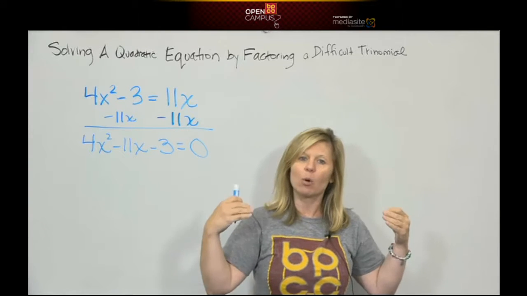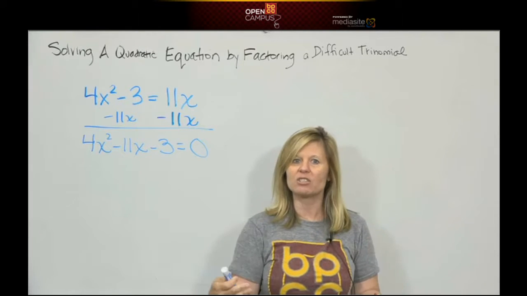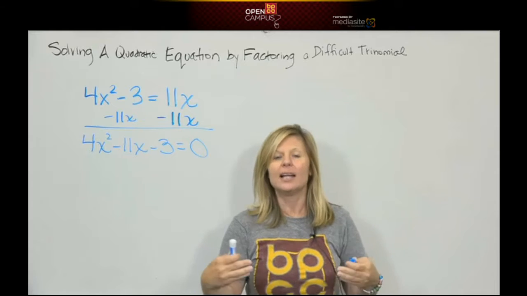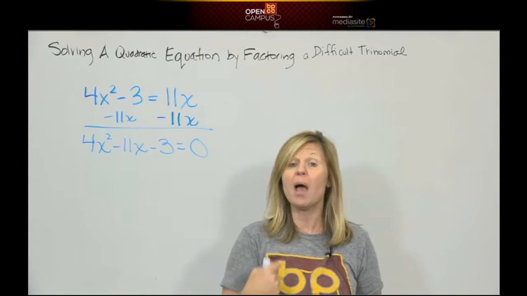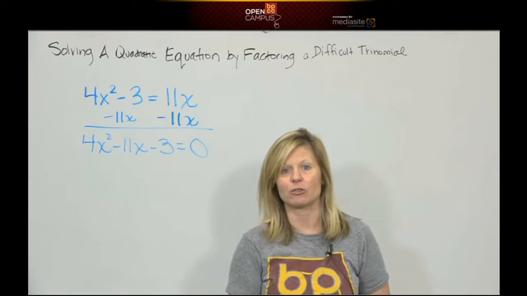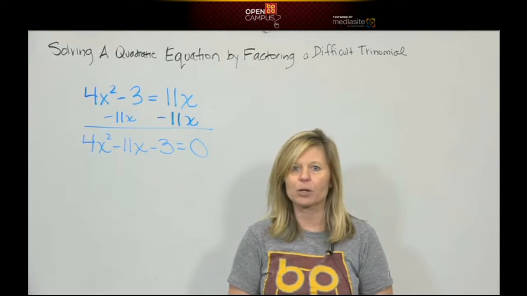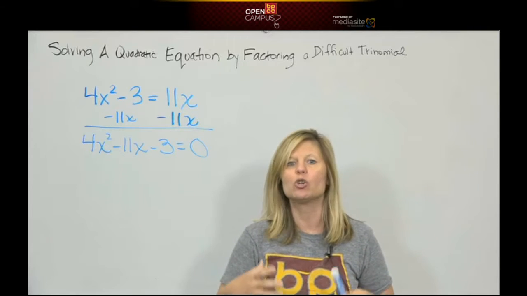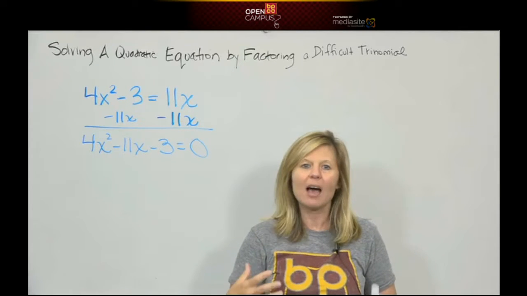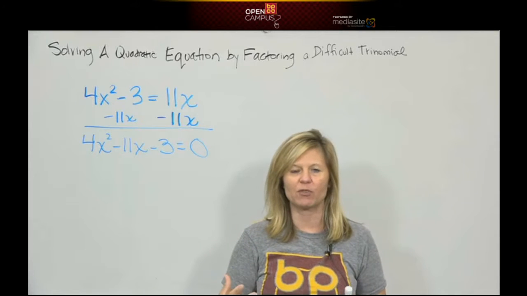But it's not, in my world, an easy trinomial because it doesn't start out x squared. It's a difficult trinomial because the coefficient is 4, which means you have 2 different ways to factor this. And in any algebra class, we're not concerned about which way you factor it, just as long as you know how to factor it. So you're going to have to choose which method works best for you.